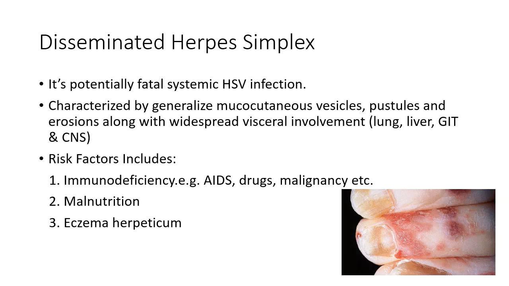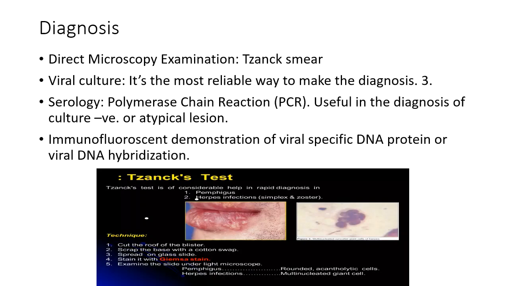What are the diagnostic methods of herpes simplex virus? Direct microscopic examination, where we use the Tzanck smear. Viral culture is the most reliable way to make the diagnosis. Serology and PCR are useful in the diagnosis of culture-negative or atypical lesions. Immunofluorescent demonstration of viral-specific protein or viral DNA hybridization.